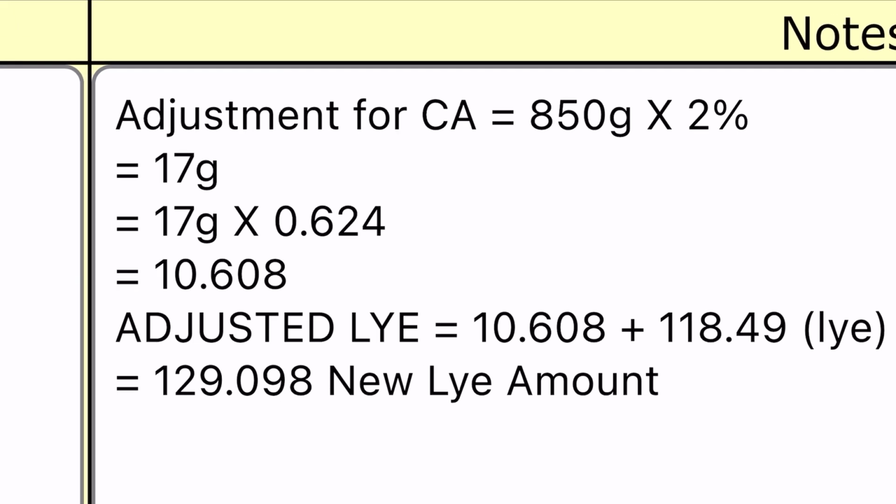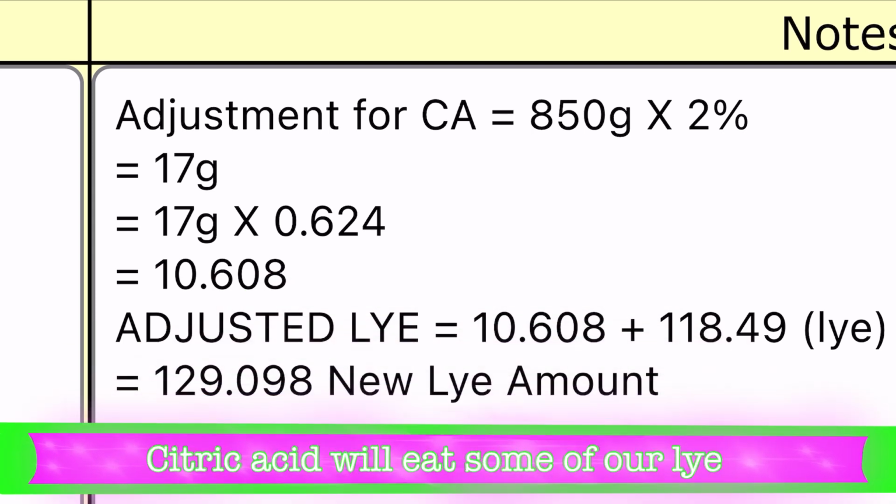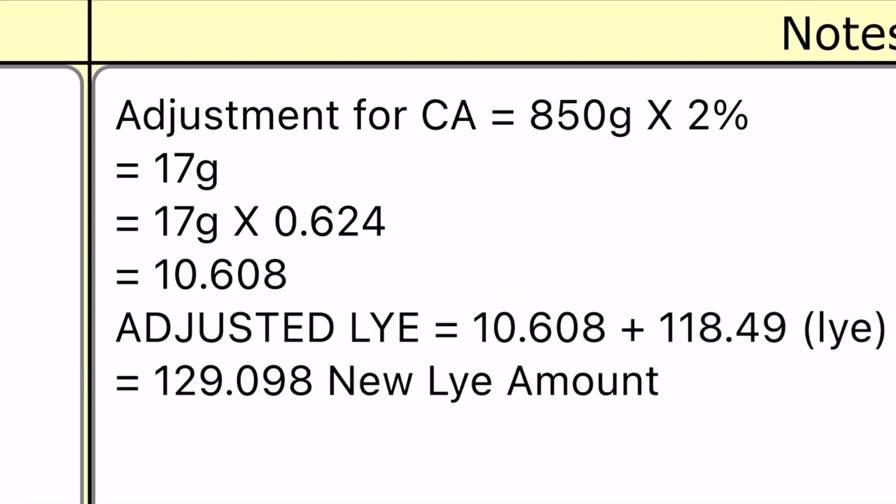Now, with citric acid, you have to make an adjustment for the lye that we use, because citric acid will consume, or eat, to use common language, some of our lye. So we have to make an addition, an increase in our lye, to account for the citric acid that we use in our recipe.